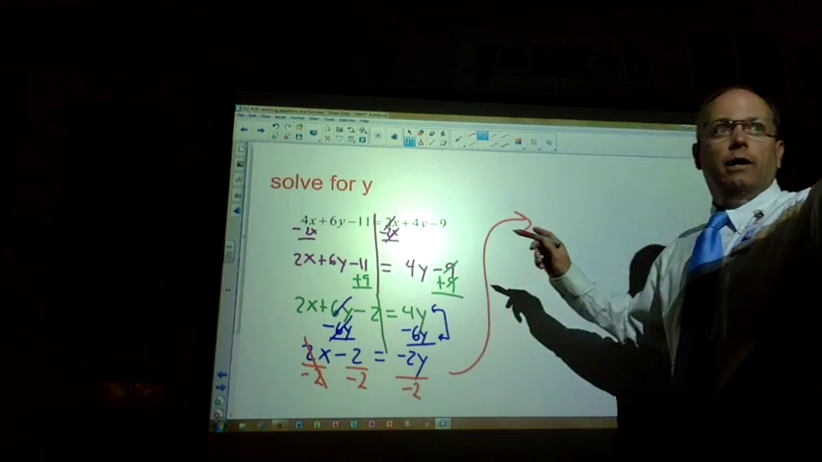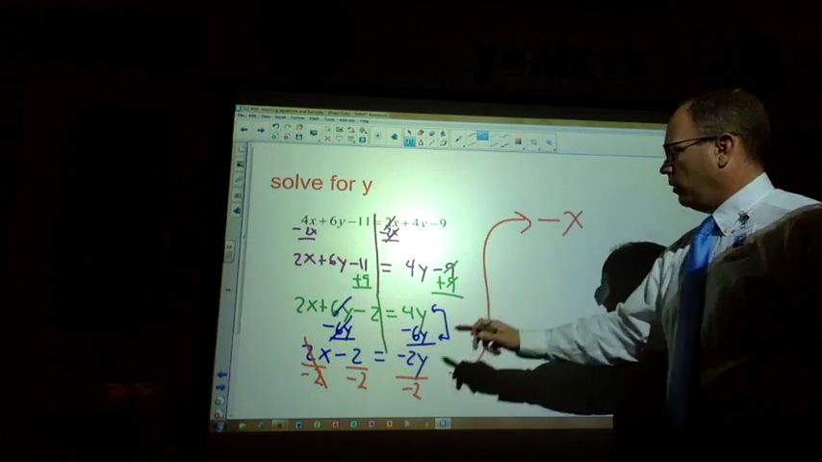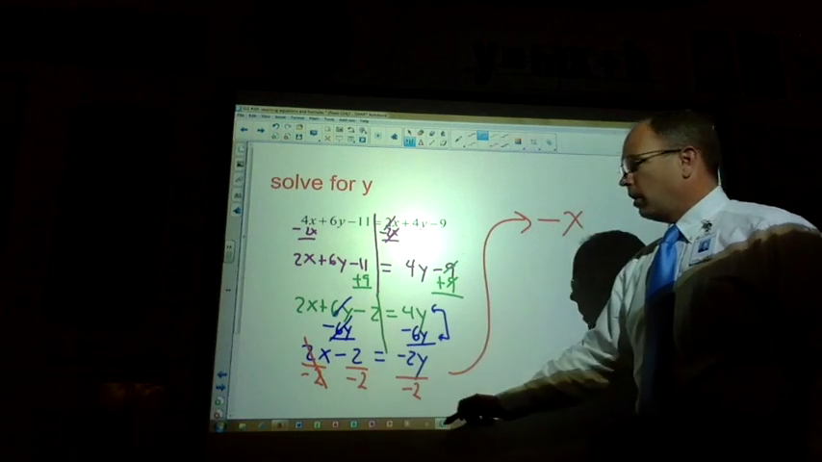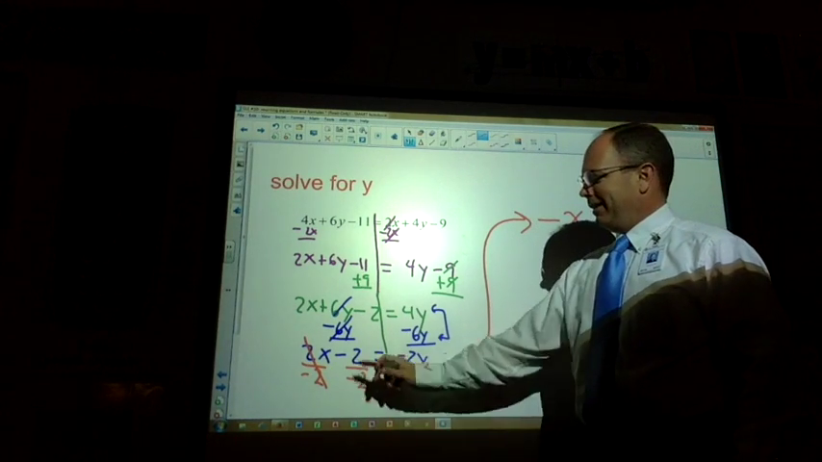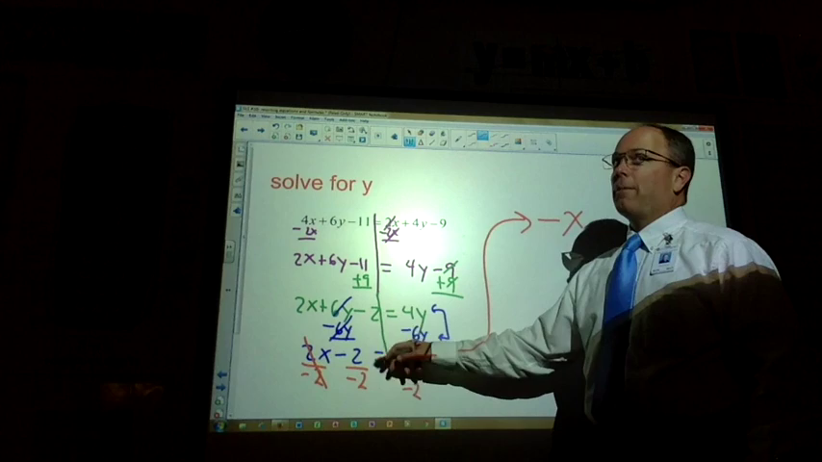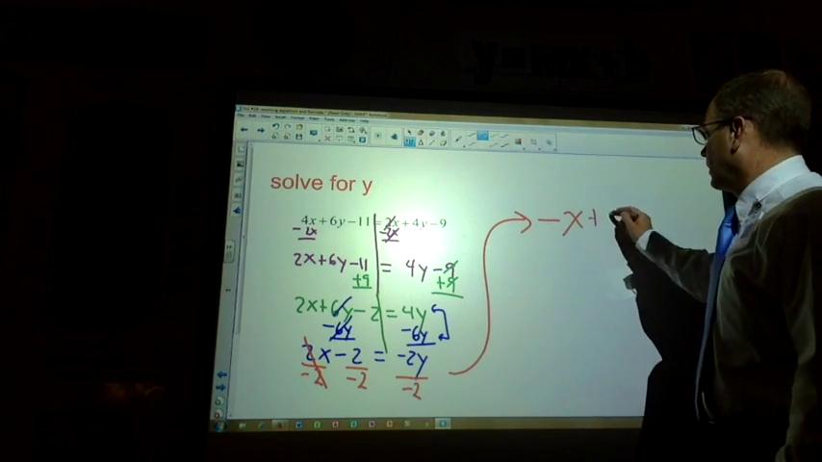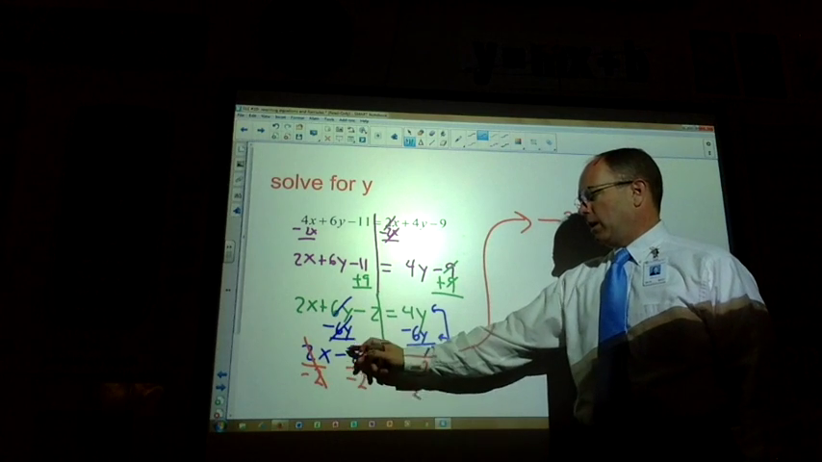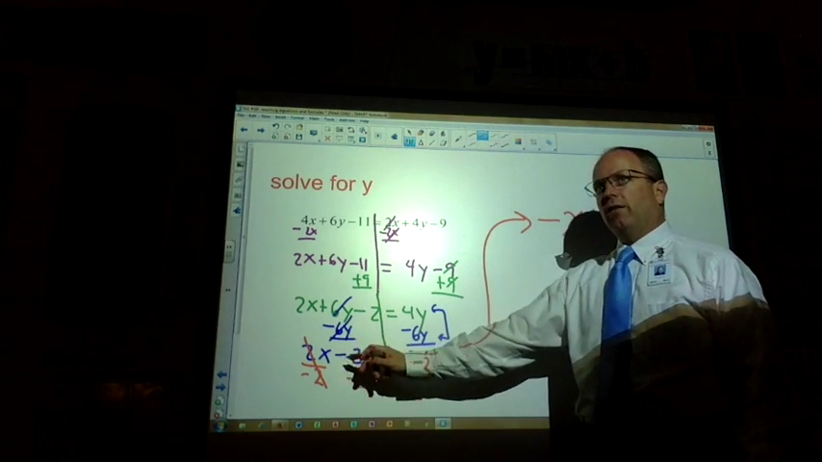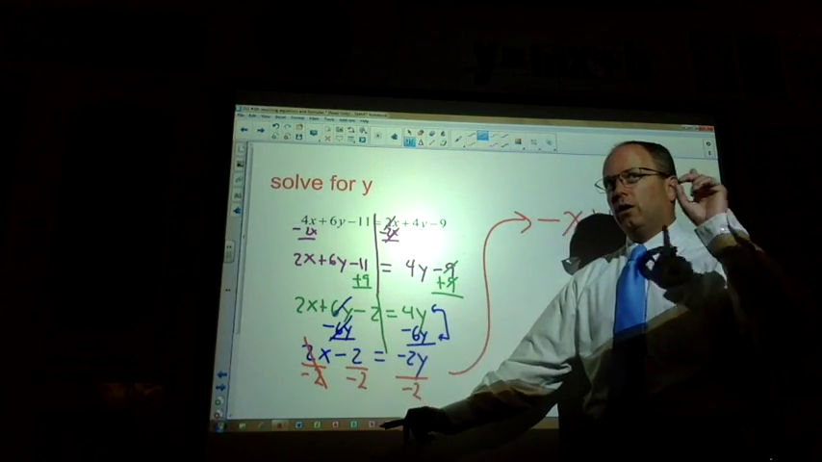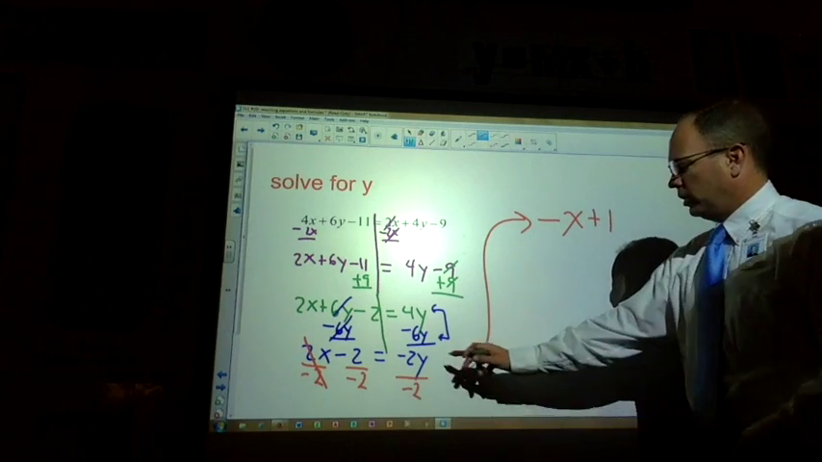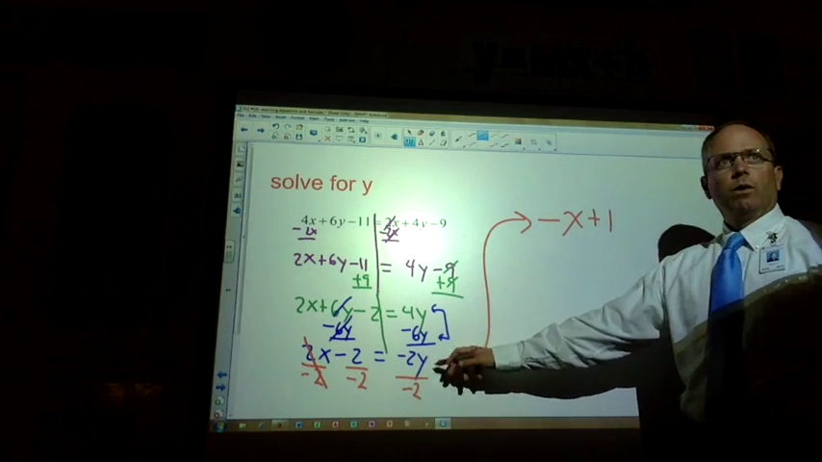Minus x. Good. Didn't forget the sign. What is this? Plus 2. Oh, you're close. Positive. Yeah, I agree with plus. Plus 1. Good. Everyone get that? Why is that a plus 1? Negative over negative is positive. 2 over 2 is 1. And then what is this one? What does this become?